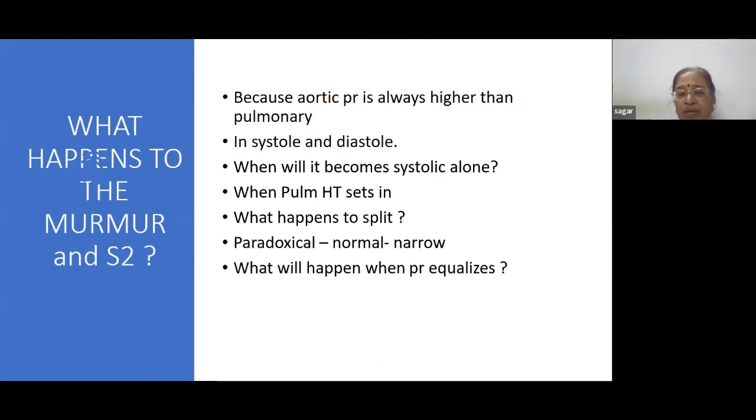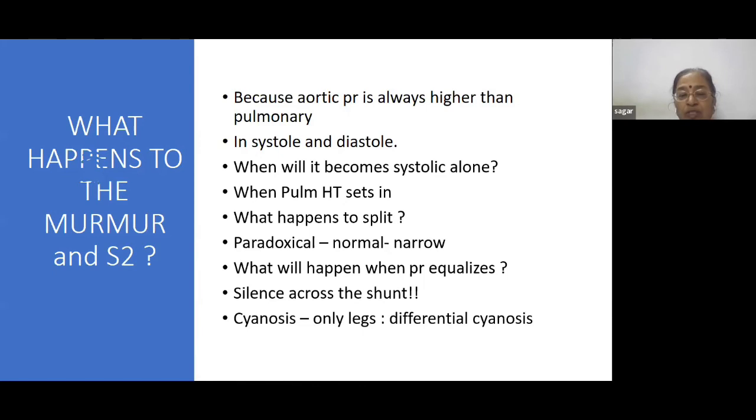What will happen when the pressure equalizes? Silence across the shunt. There will be no murmur across the shunt. Okay. And then you will get a cyanosis. But this cyanosis is only in the legs.